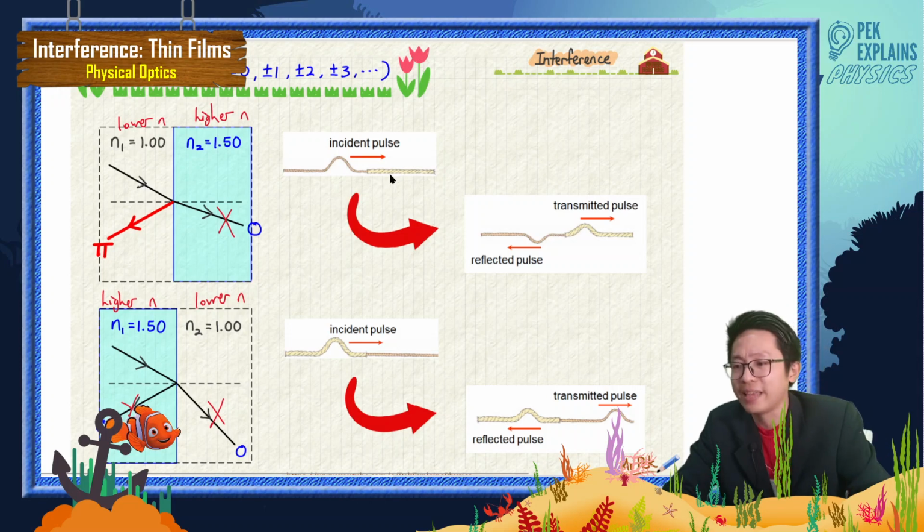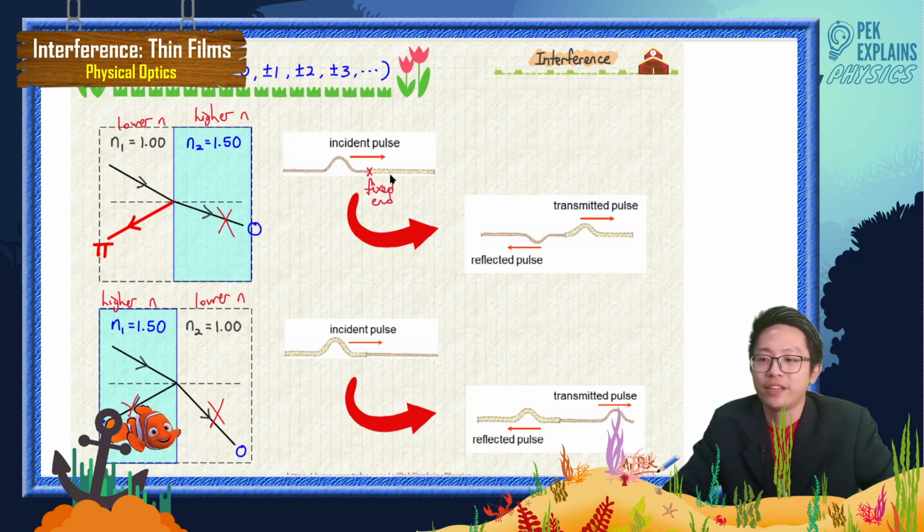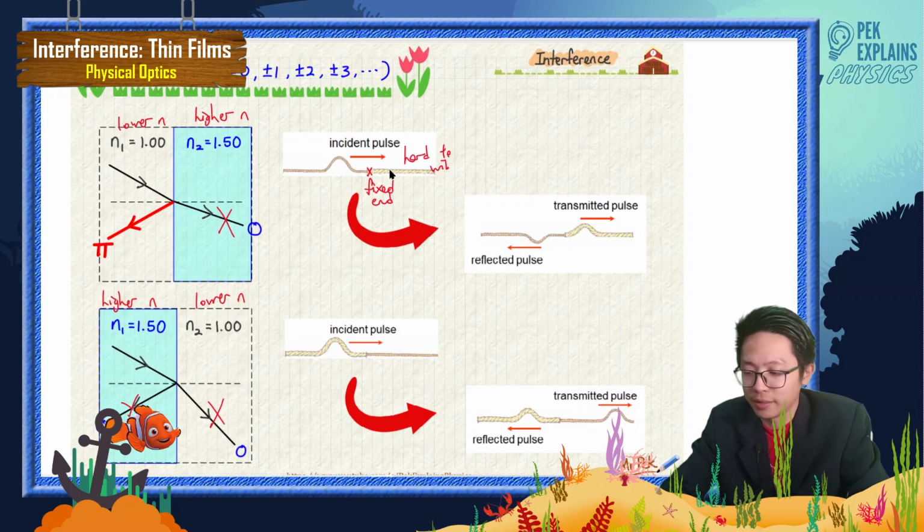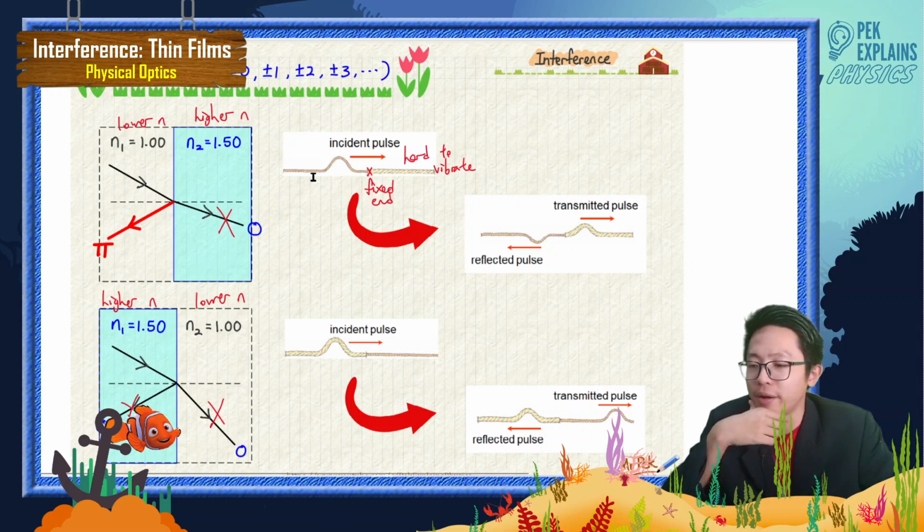We can say it's like a fixed end over here. So when the small rope meets the big rope, we consider this as a big rope. A big rope is hard to vibrate, isn't it? The big rope is hard to vibrate.